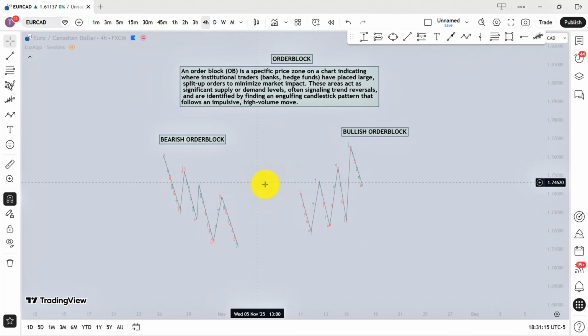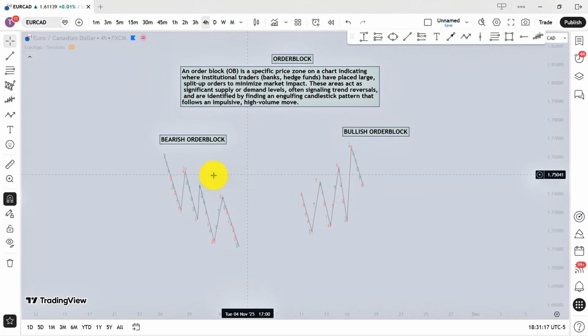All right, so this is a bullish example, and this is a bearish example of an order block. We have two major types of order block: the bullish order block and the bearish order block. But we have more than that. We have the mitigation block, the breaker block, and so on. But the basic concept of an order block is the bullish order block and the bearish order block.